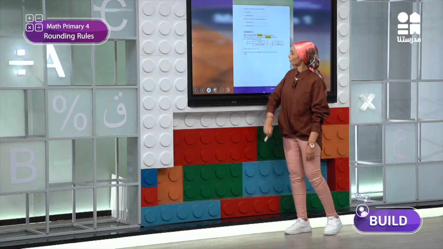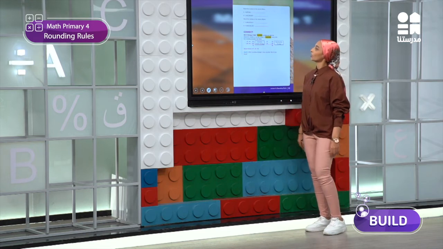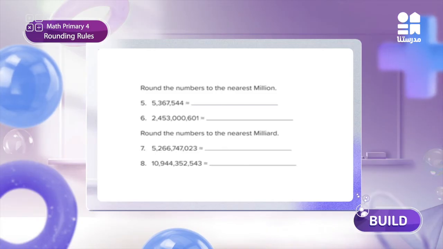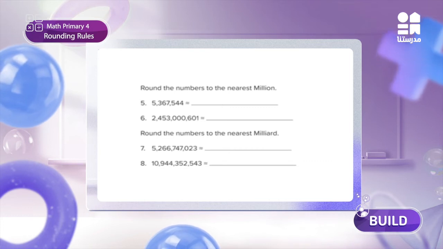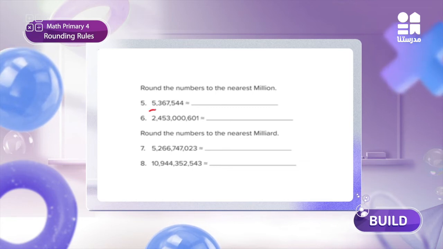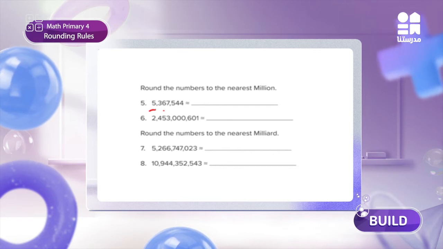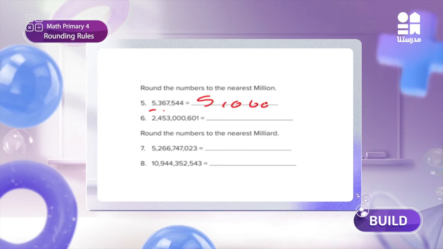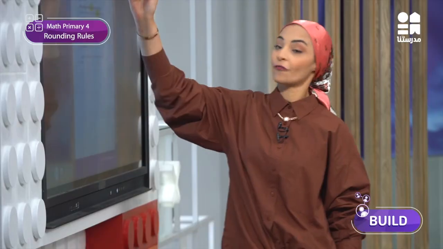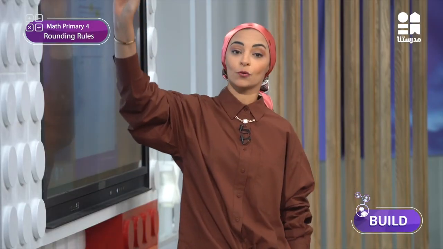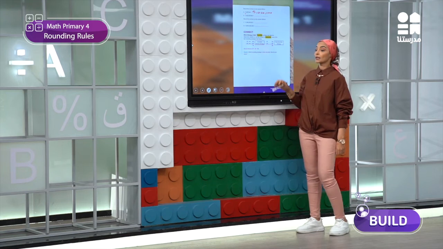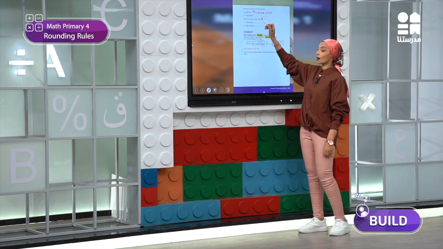Let's move to another exercise, number 5. Here he wants me to round the numbers to the nearest million. So first step, I will circle the million. Where's the million? Here is the million. 5 is the million. Circle it. Look next door. I have 3, less than 5, so I will keep the 5 as it is, to be 5 million. So 5,367,544 is approximately equal to 5 million.